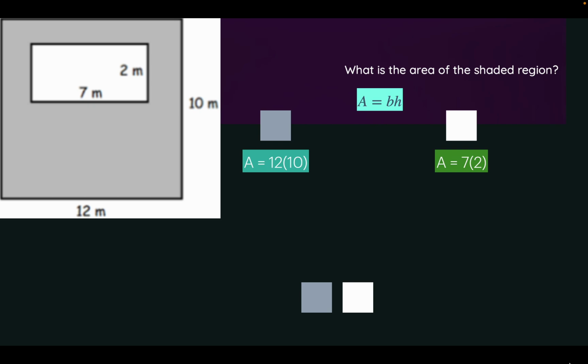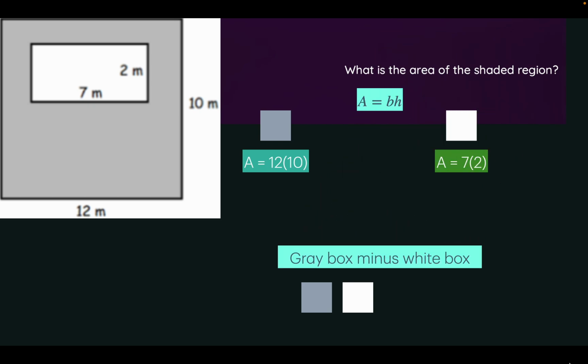So now you're just going to take the 2 and subtract them from each other. So it's going to be the gray box minus the white box. So it would be the area of the gray box minus the area of the white box, and that's going to give you the area of the shaded region. Once you finish your work, you can move on to the next question.